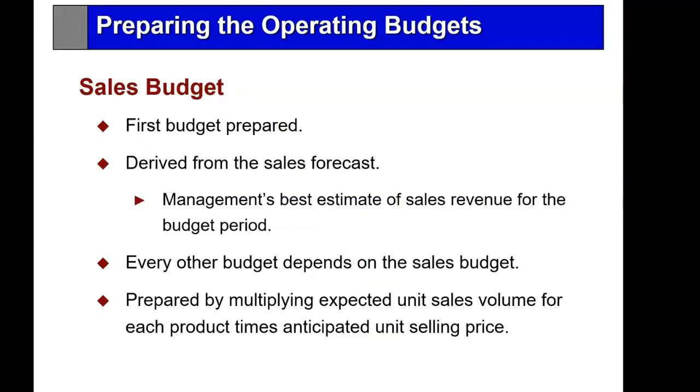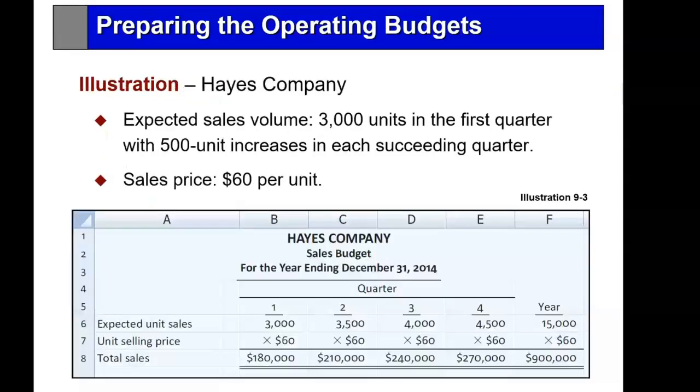Okay, it all starts with the sales budget. We're going to go through a rather elaborate example of how this is put together. The sales budget is the first budget. Of course, everything hangs on the sales, and it's the best estimate of sales revenue for the next coming year. Every other budget depends on the sales budget. Okay? Here's an example. Sales budget is rather straightforward once you get the numbers.